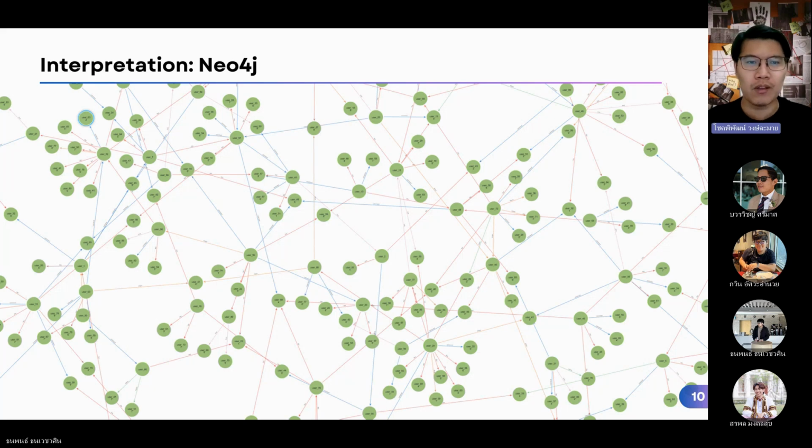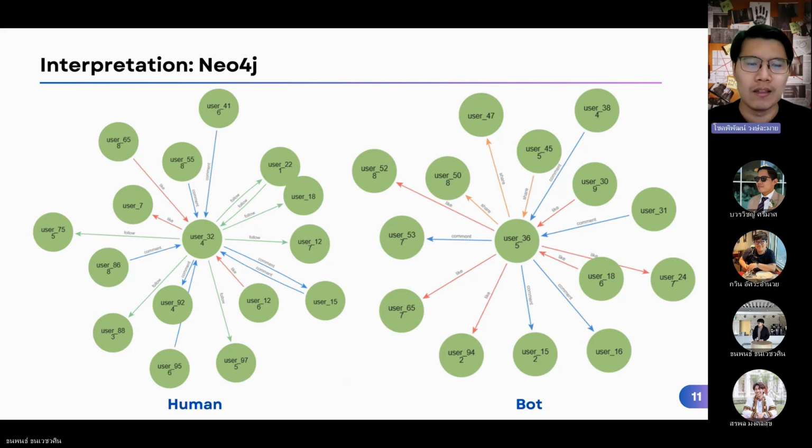For the visualization, we use Neo4j to visualize and analyze our result by creating a network graph which shows the interaction between users. This example highlights the difference between human and bot nodes. Human users typically have more follow interactions, reflecting organic relationships, whereas bot users engage less in following but show higher activity in likes and comments. Note that these patterns are valid only for this synthetic dataset we analyzed and may vary with different datasets influenced by different bot types and trends.